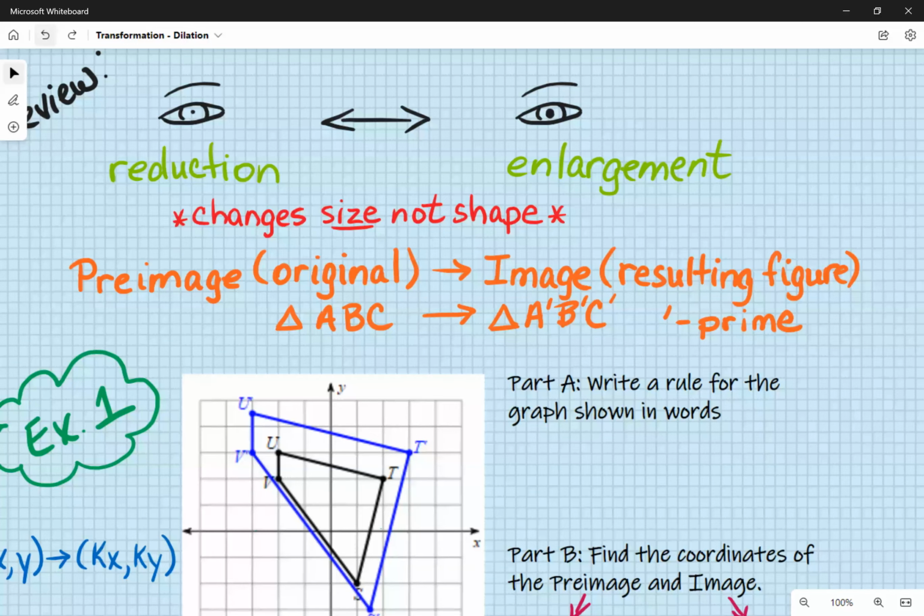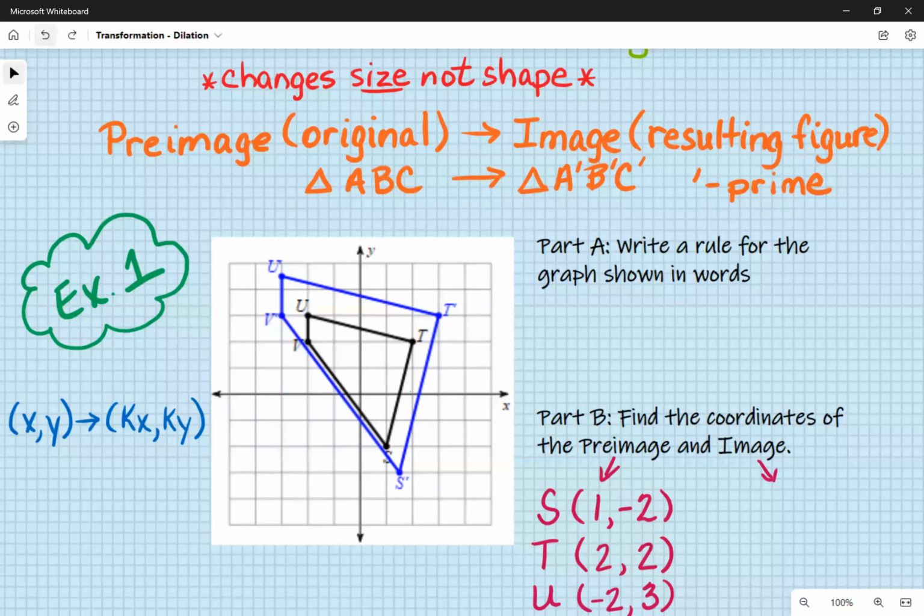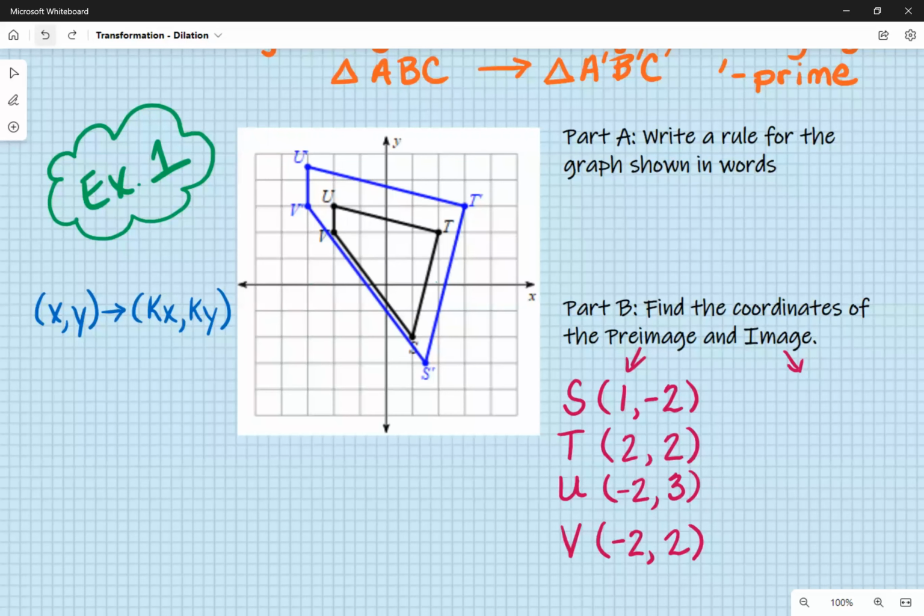So if I'm looking at example 1, I see that I have 2 figures shown here. In order for me to determine which one is my pre-image, which is the one I started with, I'm looking for the points that don't have the prime symbol. So that will be the one that's in black. My directions ask me to write a rule for the graph shown in words. But I think I want to go ahead and go to part B first.